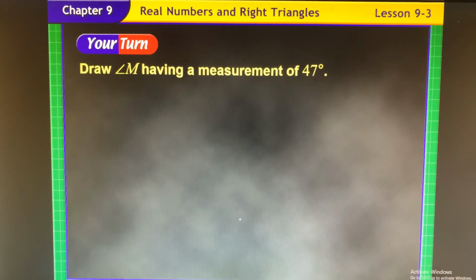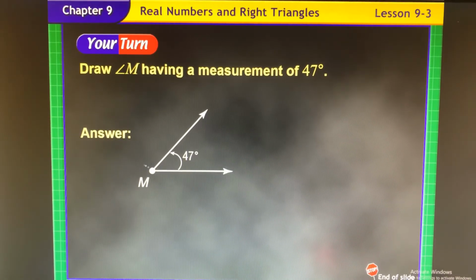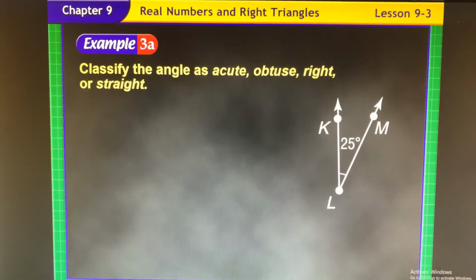A 47-degree angle, what kind of angle would that be? Acute. So first I'm going to draw my ray, then I would put my protractor on it, mark my 47 degrees, and draw my line. So that's how you draw your angles.